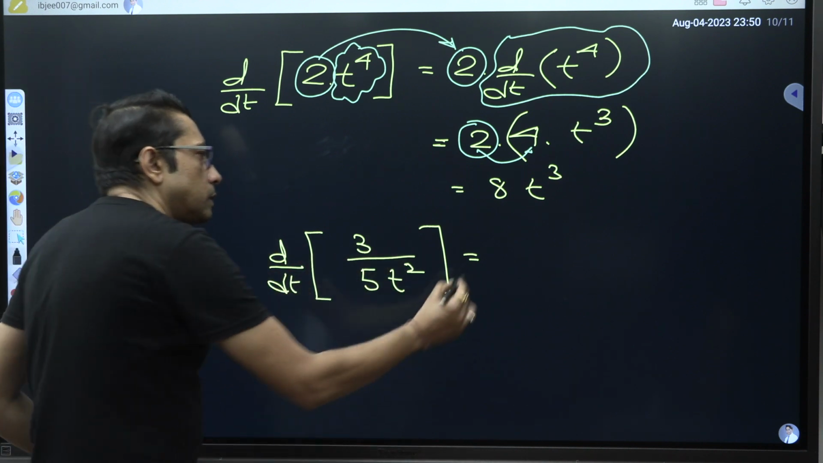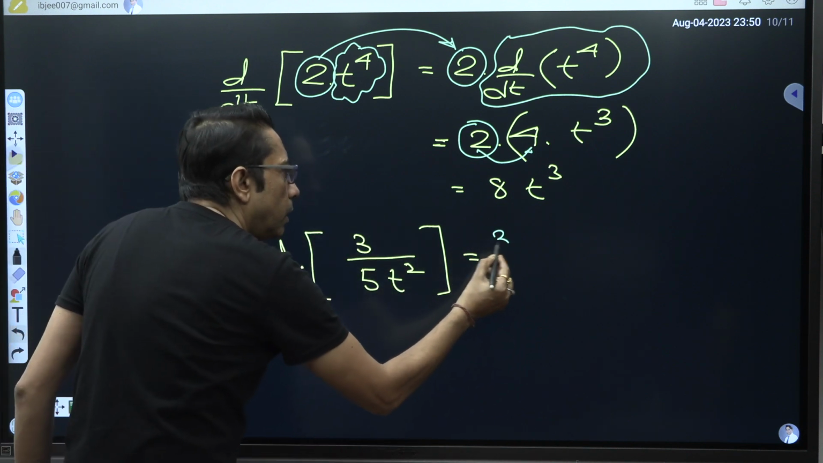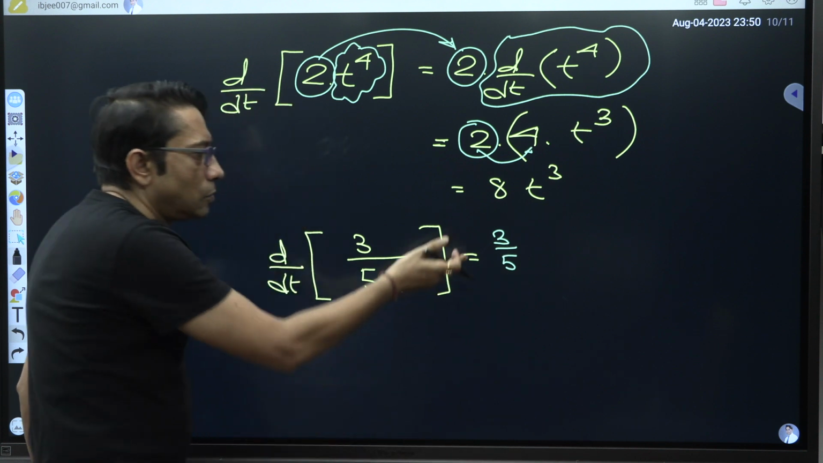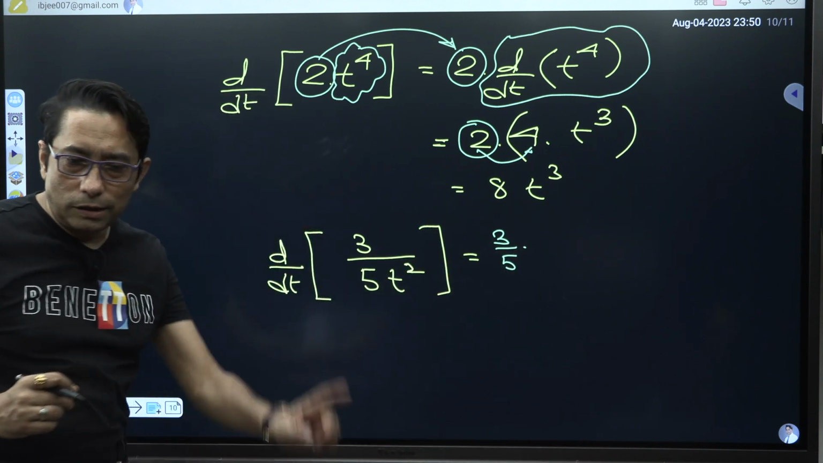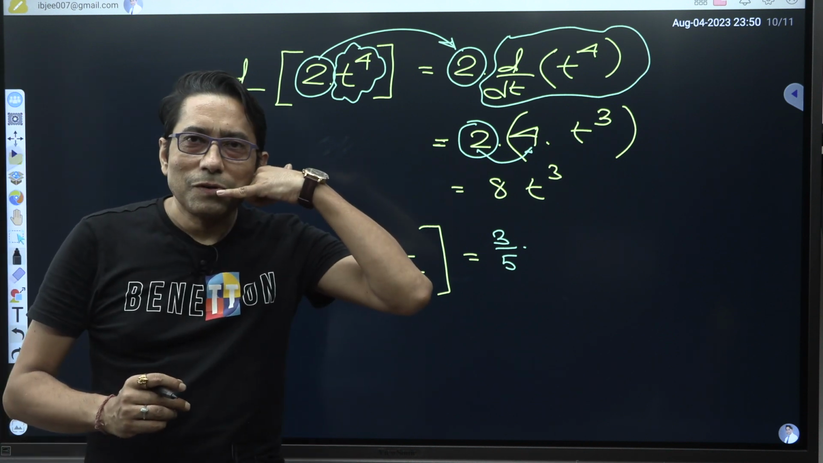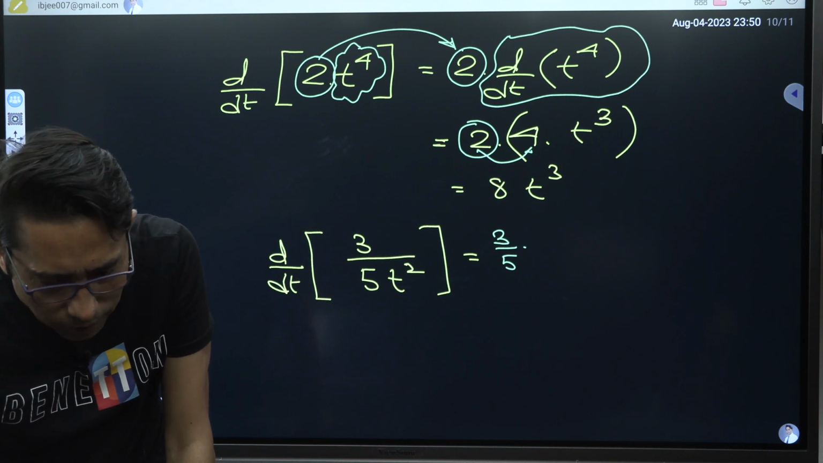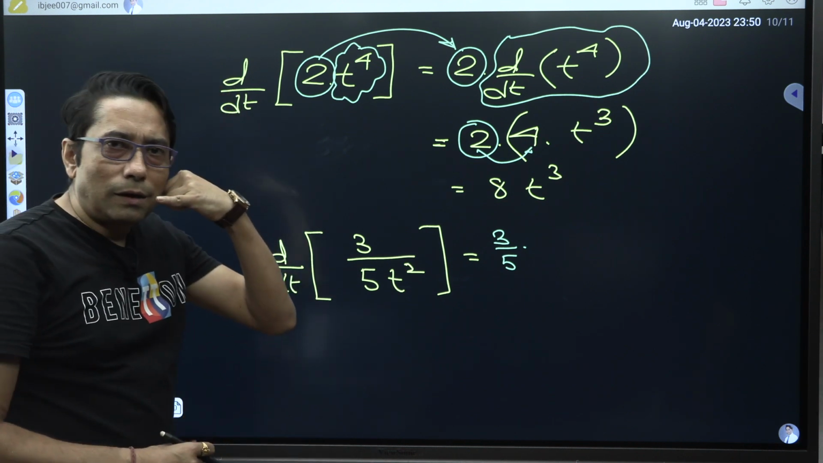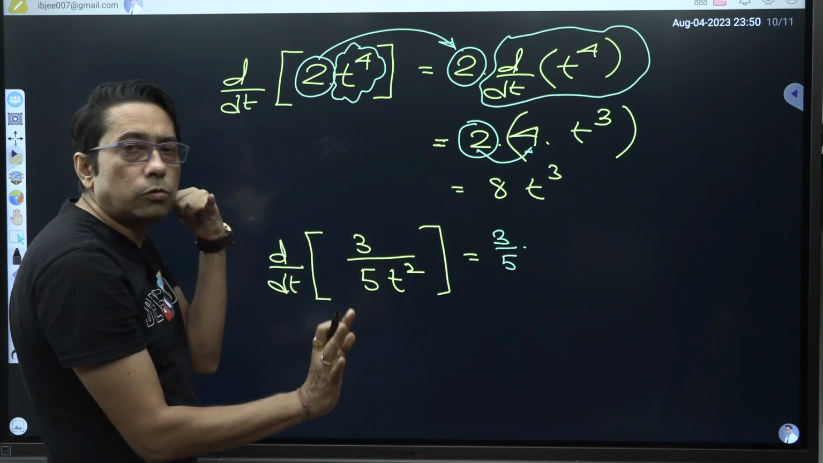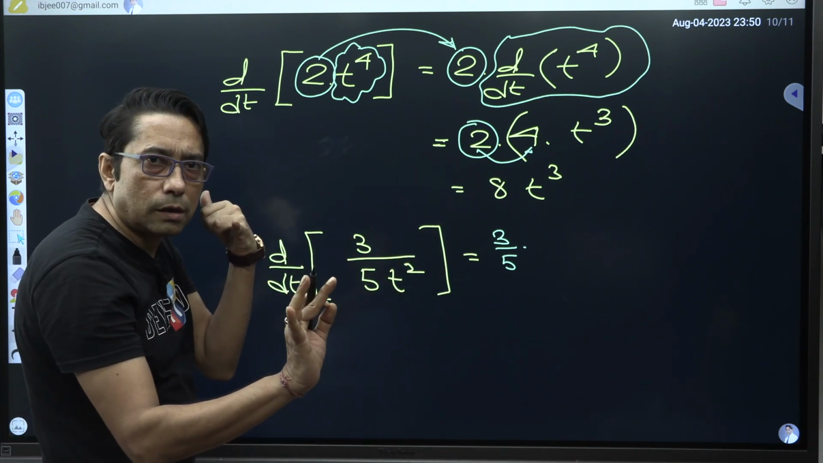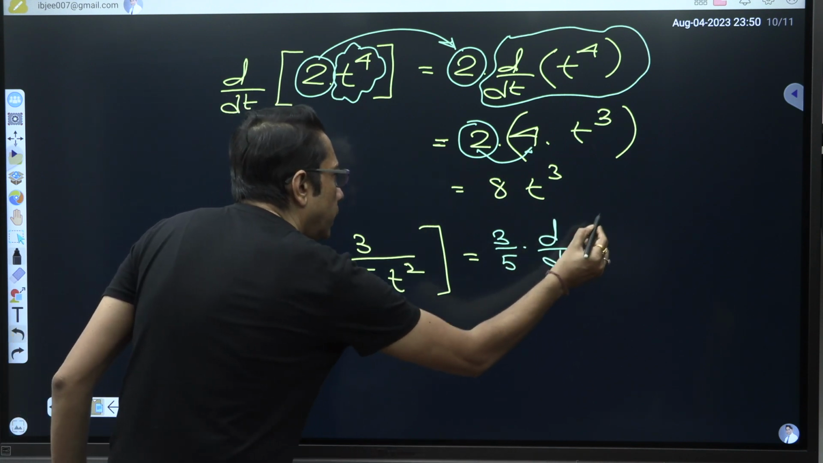Now let us come to this. d/dt of 3/5 t square, whatever it is, 3/5, come outside. So polite, they came outside. Hitesh, stay with me. Okay? Now tell me, Hitesh, I have taken the constant 3/5 out. Understood? Okay. Then d/dt of what should remain here?